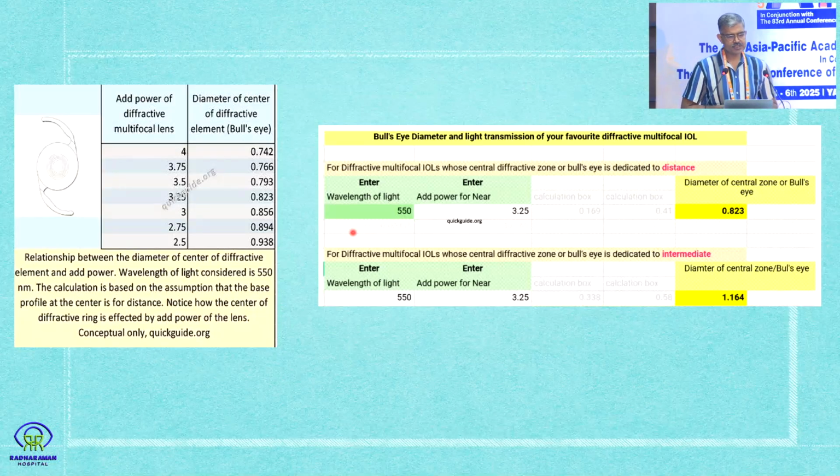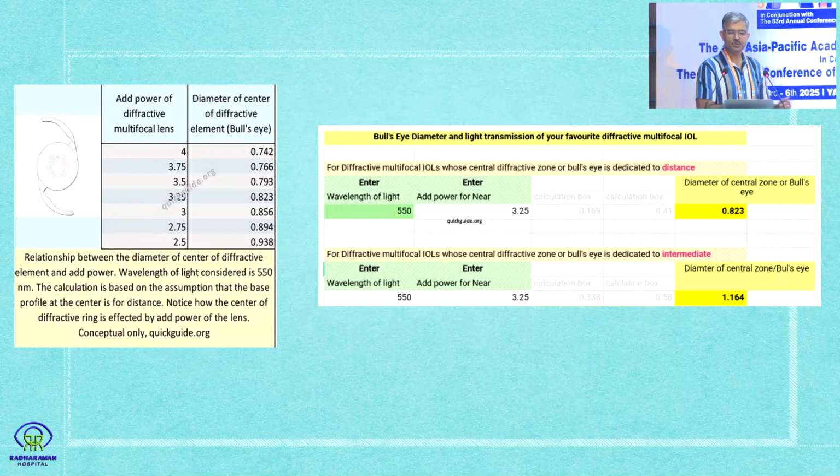Like for example, the Restore Plus 4, which came long back, the diameter of the central bullseye should be around 0.742. Similarly, if the add power is 3.25, which is the add power of Panoptix, the central bullseye should be 0.823. Now there's a problem with that. If the central bullseye is less, you cannot implant it if the angle alpha is more. To counter that, what the companies did was they increased the central bullseye diameter, which should have been around 0.083 to 1.164. But it cannot happen according to mathematical calculations.